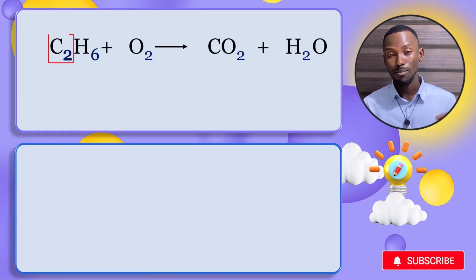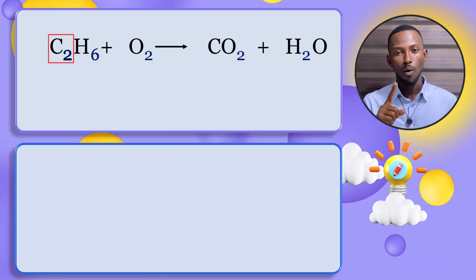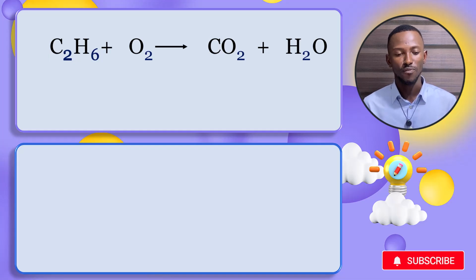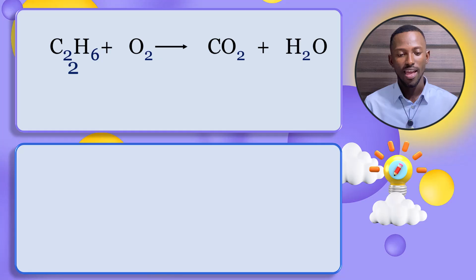There are 2 carbons on the reactant side, but 1 on the product side, that is at the carbon dioxide side. So the first thing to do is to pick the subscript of the C, that is C2, and move it and place it behind the carbon dioxide. That balances out the carbon.